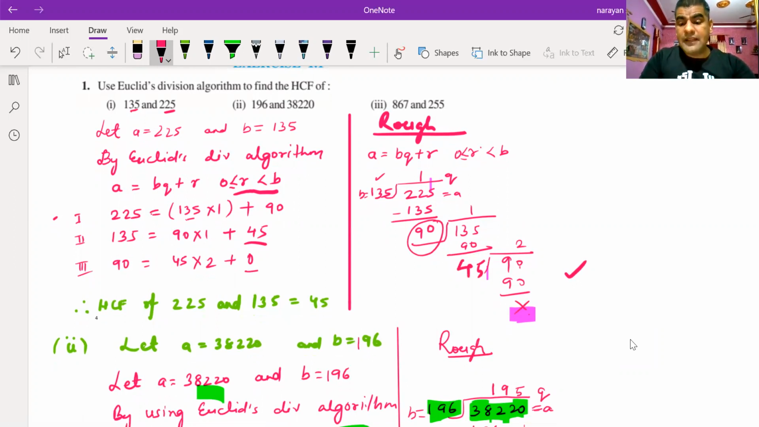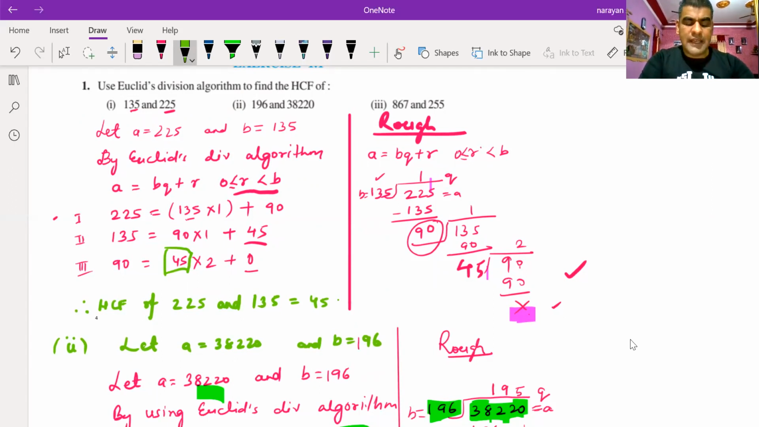So we can write that 45 goes how many times in 90? 2 times, and we are left with remainder 0 in this step. You can see over here, the step where we get remainder equal to 0, in that case our divisor becomes our HCF. So in this case, the HCF of 225 and 135 becomes equal to 45. So HCF of 225 and 135 is equal to 45. I hope you must have understood this.